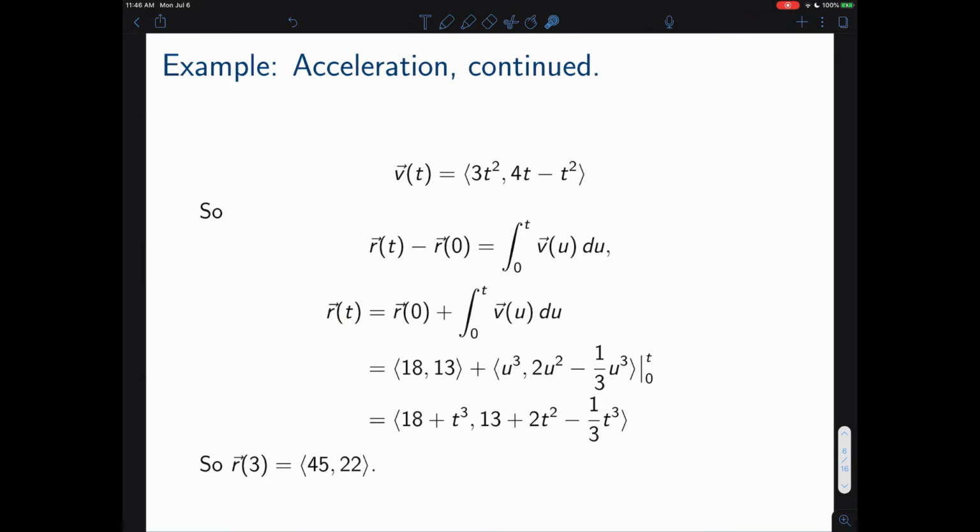The question asked for the position at 3 seconds. So we plug in t equals 3, and we end up with the point 4522. And that is the position of the particle at 3 seconds.